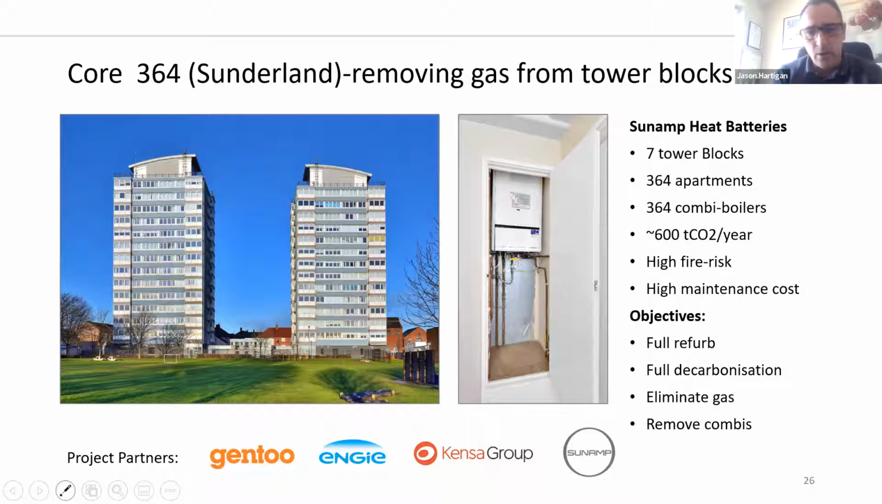a lot of objections in all the meetings that went through, but collectively with the partners listed below, Gen 2, we took 7 tower blocks. So we had 364 apartments which had combination boilers in, so gas combis. One of the big issues that we're really concerned about was the fire risk. So, you know, we all know what happened at Grenfell in London. So they had high maintenance costs and there was a high fire risk. So the objectives were clear. We needed to do a full refurb. We wanted to take the gas boilers out. How are we going to do it?